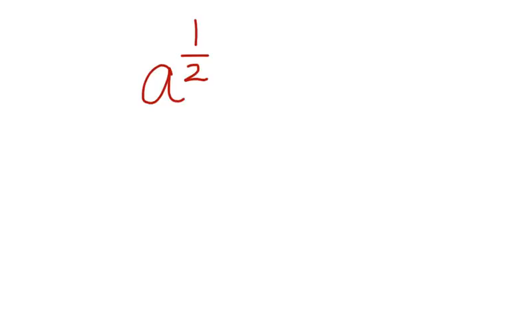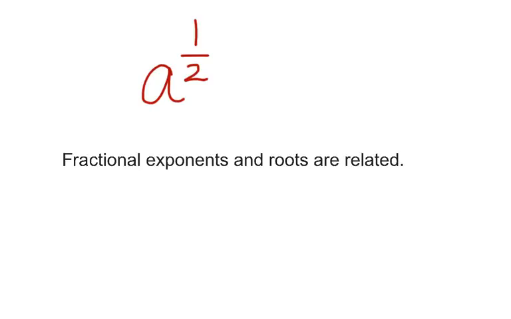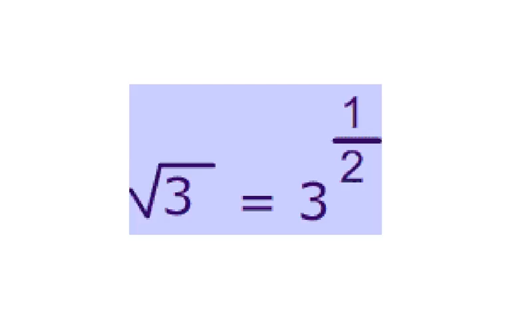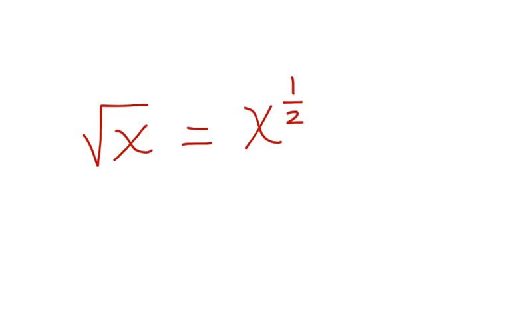In fact, we can take a fractional exponent and rewrite it using a root, and we can take a root and rewrite it using a fractional exponent. Fractional exponents and roots are related. Let's take a look at how that works. The square root of 3 converts to 3 and a fractional exponent of 1/2. Square root of x equals x and a fractional exponent of 1/2. So you can see that there's a connection between a simple square root and the fractional exponent of 1/2.